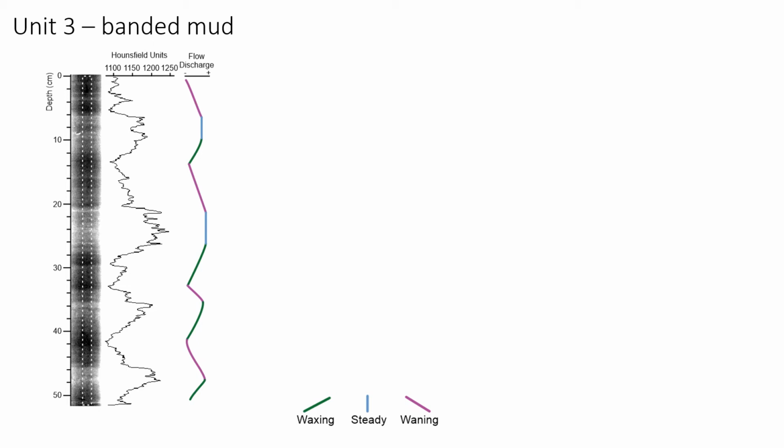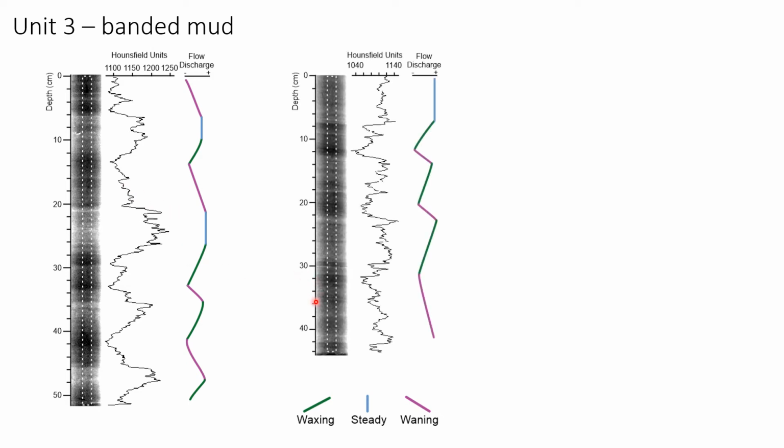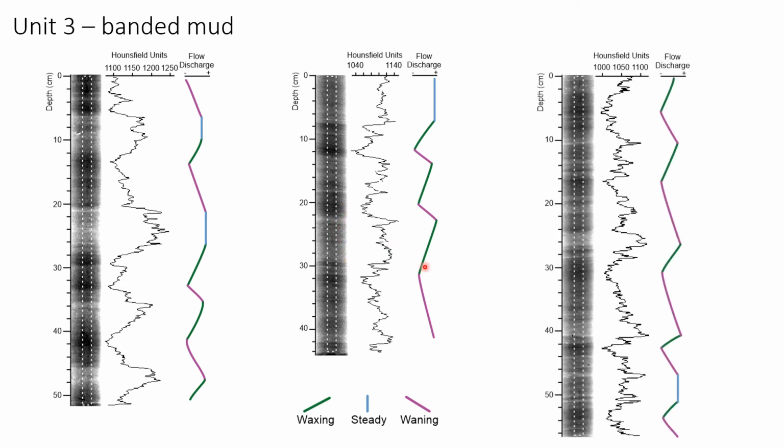All of the beds are characterized by this rhythmic upward increase in HU, followed by a decrease in HU. And the same is seen from the lowermost part of the unit to the middle part of the unit. Again, all beds are characterized by an upward increase in HU followed by a decrease in HU, or an upward increase in silt content, which your eyes can pick out in the core image, followed by an upward decrease in silt content. And the same is seen at the top of the succession.